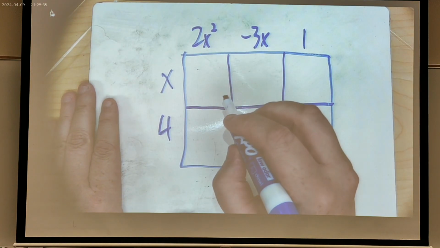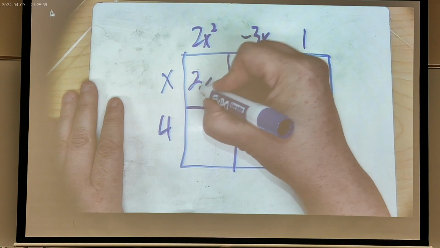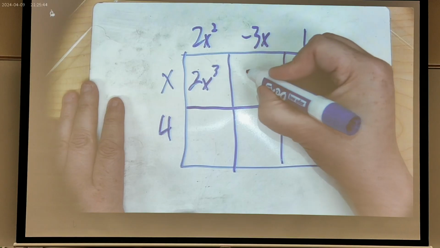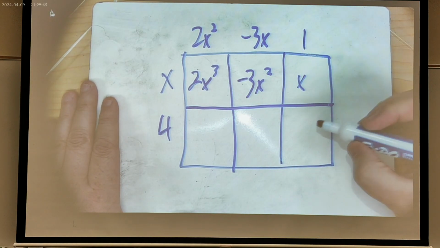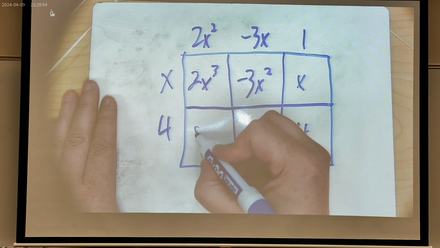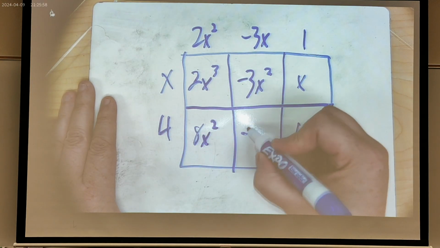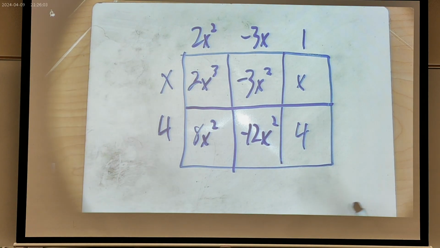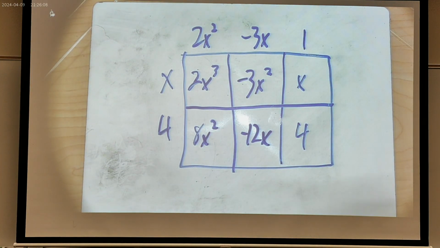So x times 2x squared, that's just going to give me 2x to the third. Negative 3x times x, negative 3x squared, and then x, I'm just going to go ahead and fill that one in. 4 times 2x squared is just 8x squared, and then 4 times negative 3x, that's just minus 12x. There we go.